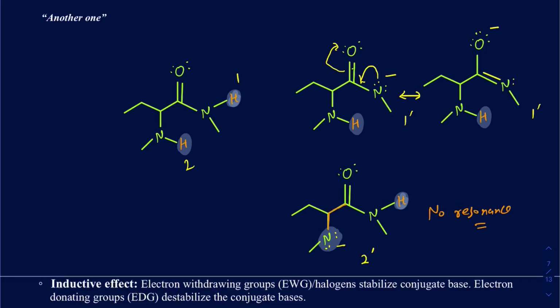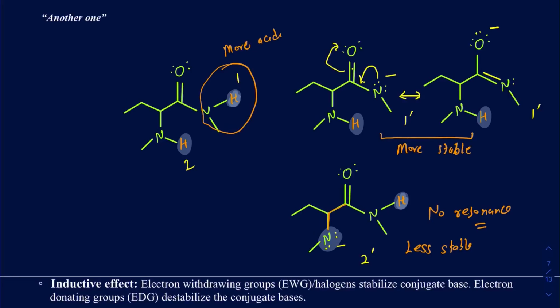Since there is no resonance for that particular nitrogen conjugate base, that one is going to be less stable. And the conjugate bases that we have drawn up there, including the resonances, are going to be more stable. Since they are more stable, this proton right there is going to be the more acidic proton. So that's how you determine if you have a less acidic or more acidic proton in the same compound.